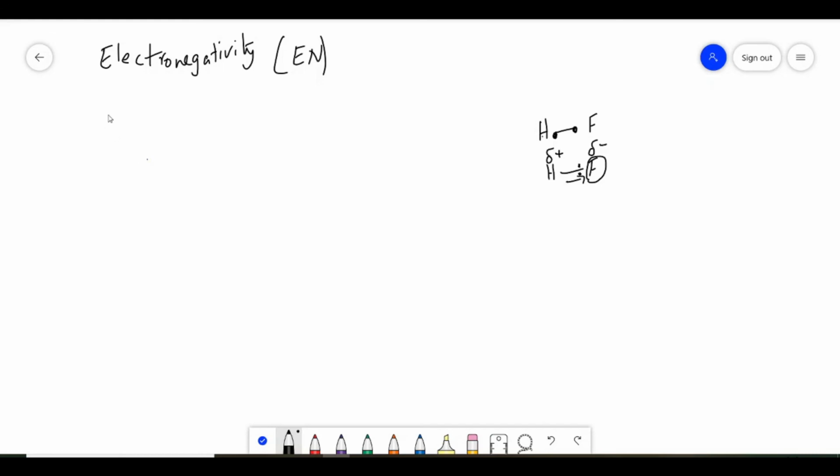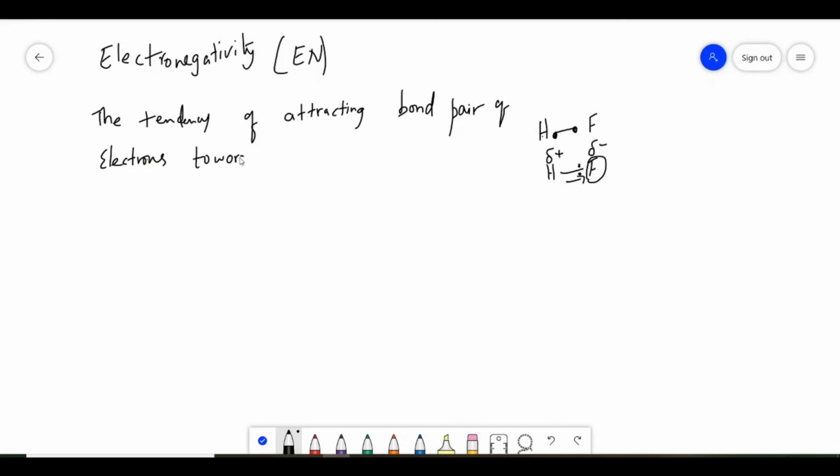So we can write the statement: the tendency of attracting bond pair of electrons towards itself is called electronegativity.